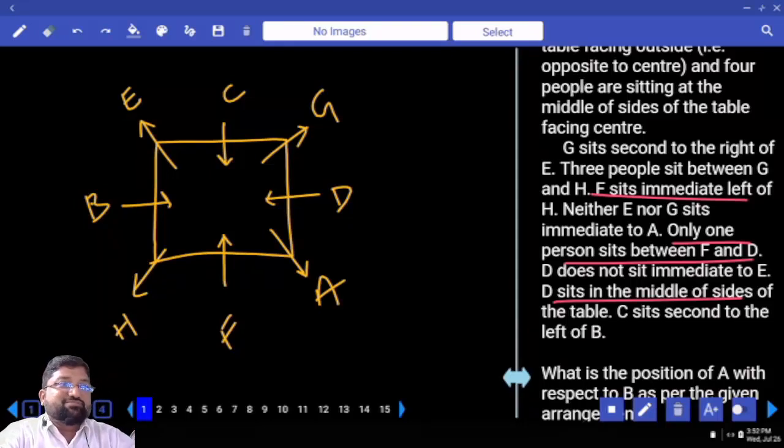We should know these. 8 people sitting at a square table, one in the middle of each side, one in the corners. Second to the right, second to the left means both of them will be in the middle or both of them will be in the corner. These points, one person between A and B, again both of them will be in the corners or both of them will be in the middle. These points should be in your mind. This is what you should think first. Then you will be able to solve these questions without any problem.